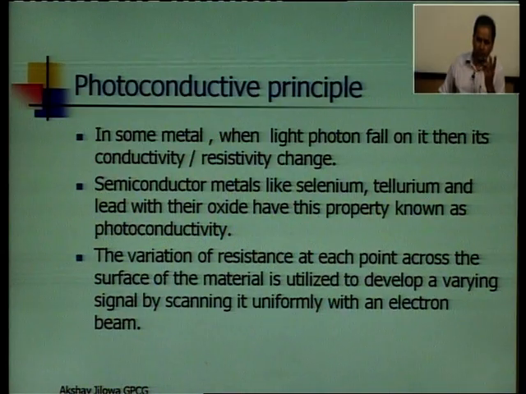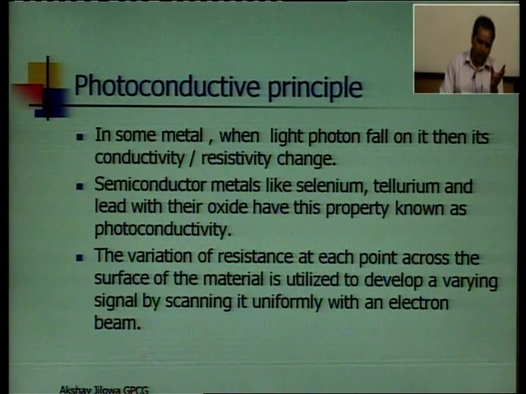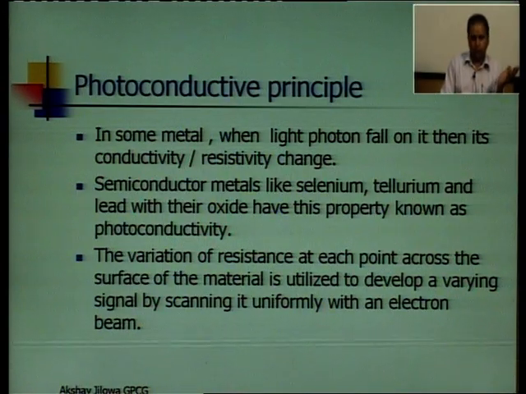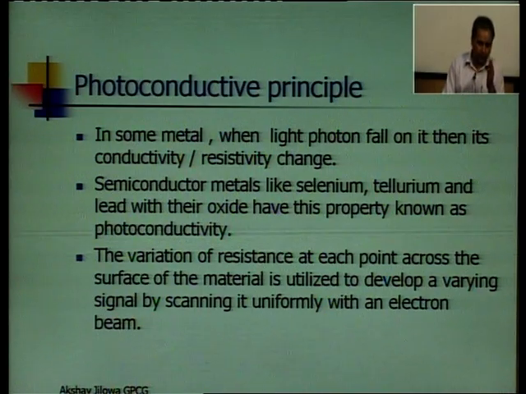The resistance or conductivity of every point is different, because the amount of light falling on that particular area is different from its neighboring spots. As it varies, the signal will also vary, because it is directly proportional to the light. The more the light, the more the variation; the less the light, the less the variation. How much the variation is can be seen with the help of the beam spot used for scanning.